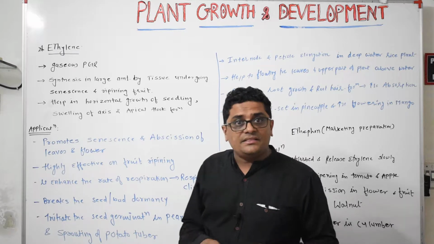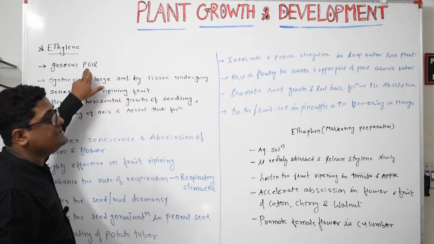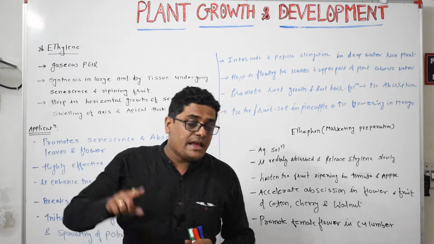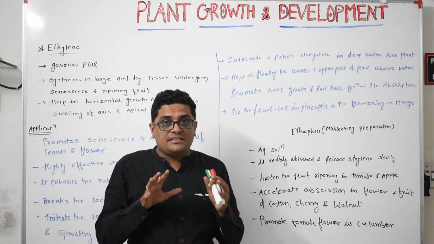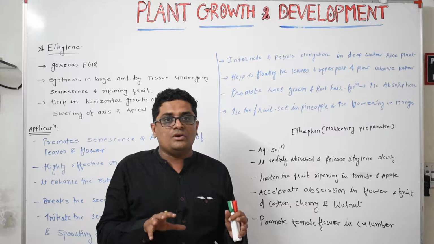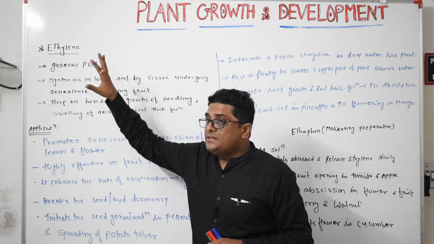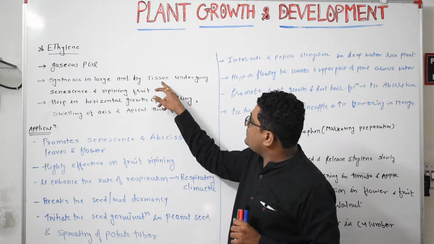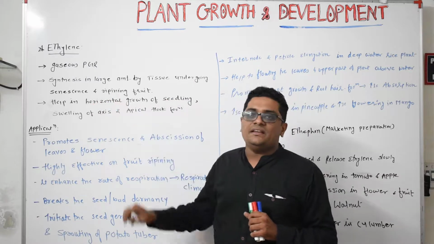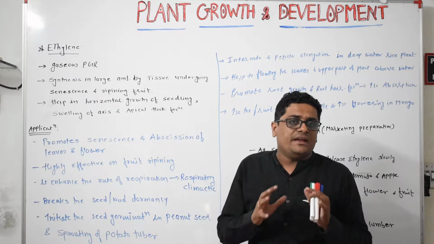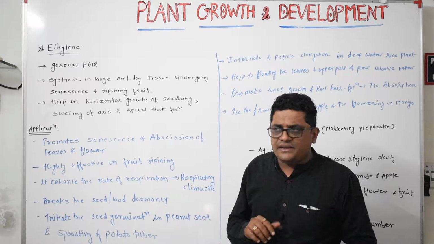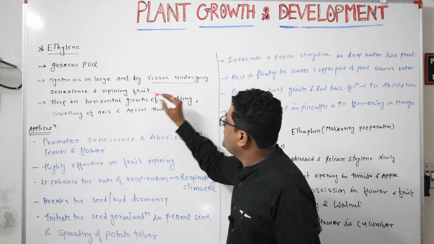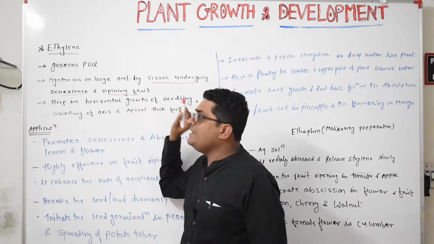So ethylene is the gaseous form of the PGR, means ethylene is the gaseous form of the plant growth hormones. We already discussed that ethylene was discovered by Cousins. Where is ethylene mainly found? Ethylene is most widely found in tissue undergoing senescence and the ripening of fruit.